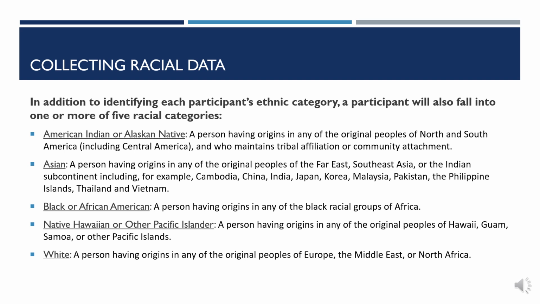Black or African American, a person having origins in any of the Black racial groups of Africa. Native Hawaiian or other Pacific Islander, a person having origins in any of the original peoples of Hawaii, Guam, Samoa, or other Pacific Islands. And white, a person having origins in any of the original peoples of Europe, the Middle East, or North Africa.